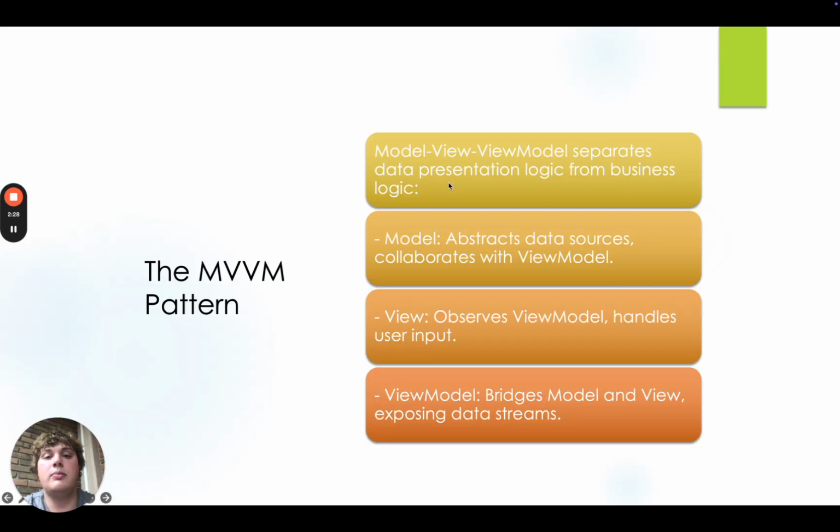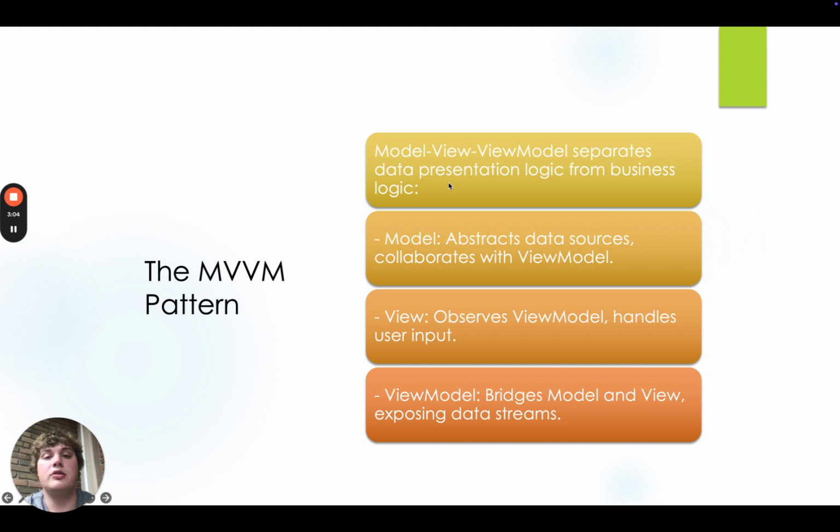Now let's move on to Model-View-ViewModel, or MVVM, a more modern architecture that addresses some of MVC's shortcomings. MVVM separates the application into three distinct layers like MVC, but the responsibilities are distributed differently. The model, similar to MVC, is responsible for data management. It abstracts the data sources, whether that's a database, a network, or a local cache. It provides the core business logic for applications. The model and the view model work closely to fetch and update data.